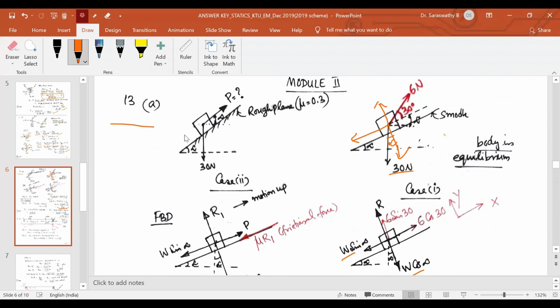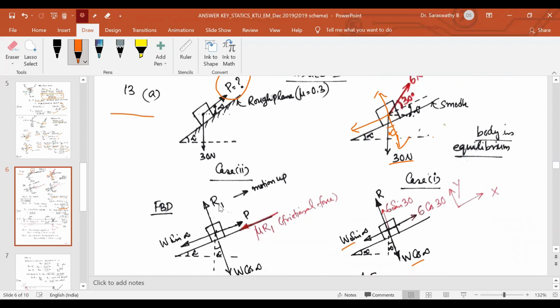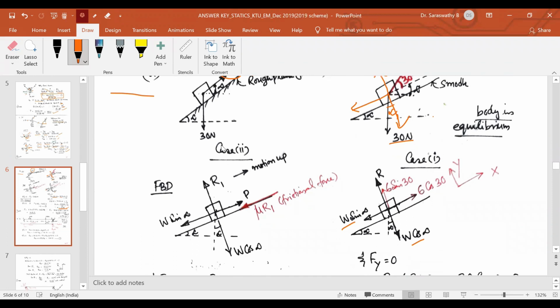it has a tendency to come down. You are asked, in order that it doesn't come down, or if it is in equilibrium, what amount of force must be applied along the plane? Along the direction of the inclined plane, what must be the force applied? Okay. So here also we draw the free body diagram. In this case also, in the free body diagram, the normal reaction perpendicular to the surface. The weight is resolved W cos alpha and W sin alpha, and the force P is acting along the plane.